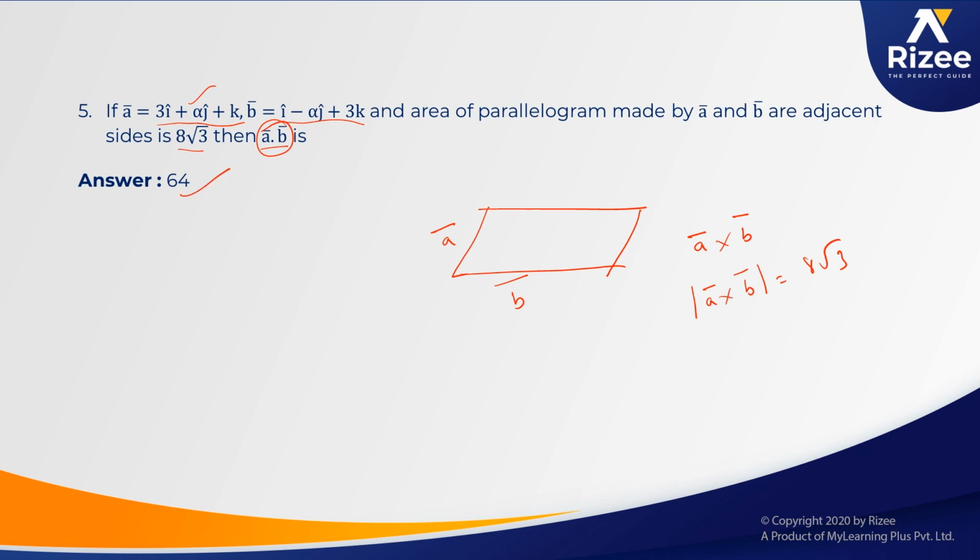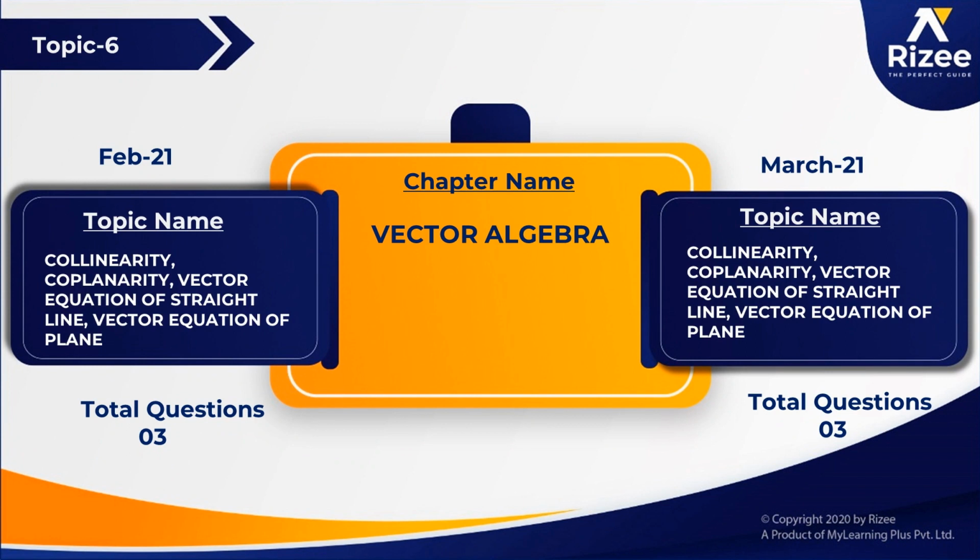The next topic, number 6 from the same chapter, vector algebra. Topic name is collinearity, coplanarity, vector equation of a straight line, vector equation of a plane. He asked 3 questions in the February session and the same number of questions in March. Out of these 6 questions, I am explaining 1 question.